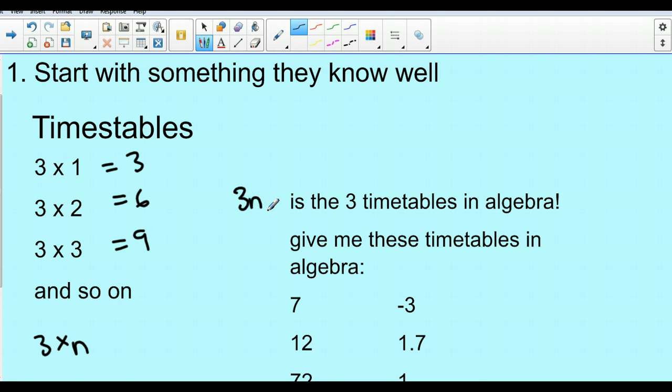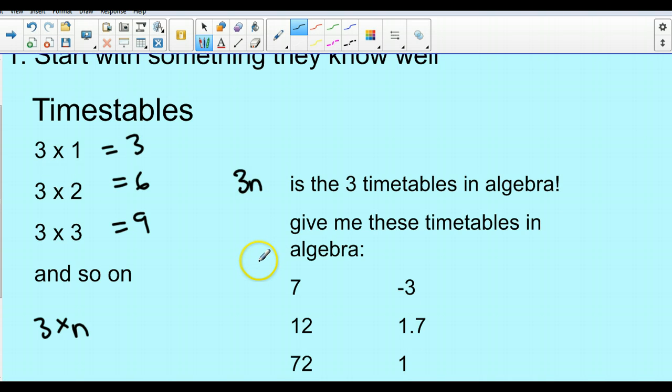So we establish that 3n is the 3 times tables. So I do a quick Q&A session with the class and then say, well, give me the 7 times tables. And without too much bother, you normally get them going, oh, that's easy enough, 7n, all of the 7 times tables. 12n, all of the 12 times tables. 72n. And just reminding them as you go that the sequence of numbers goes up in 72s.